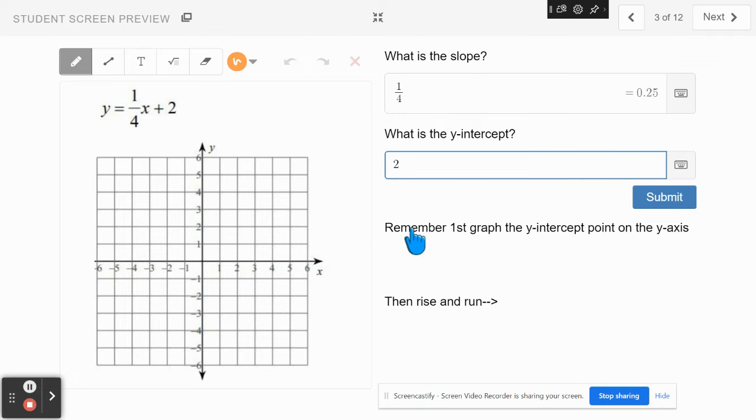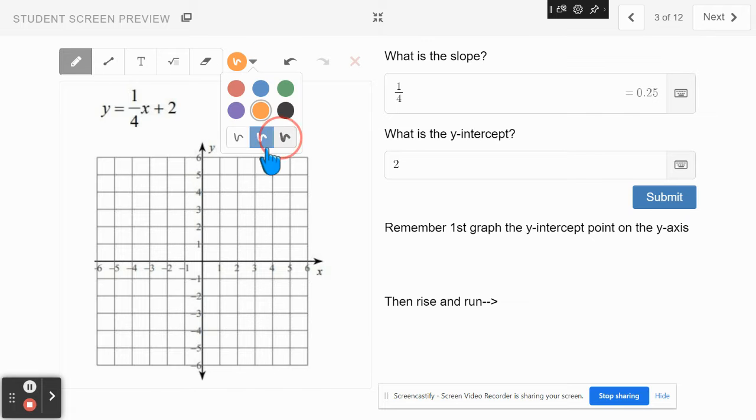So the y-intercept, if we're going to graph, remember, first graph the y-intercept point on the y-axis. Right there. Okay? I like doing my points making it really large here, and just putting the point. Oops, my mouse is off a little bit. So it's at positive 2. And then we're going to rise 1. We're going to rise 1 and run 1, 2, 3, 4. And that's where my other point's going to be.